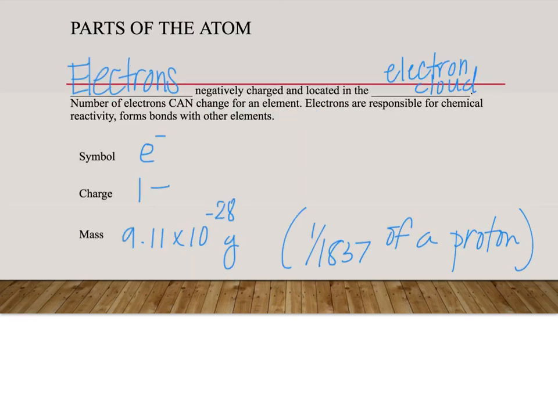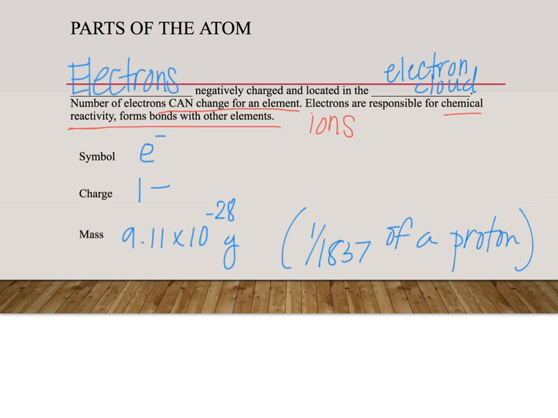So the electron is negatively charged, and it's located in the electron cloud. The number of electrons can change for an element. We call those ions, and that's if they gain or lose electrons. And the electrons are actually what's going to be responsible for chemical reactivity.